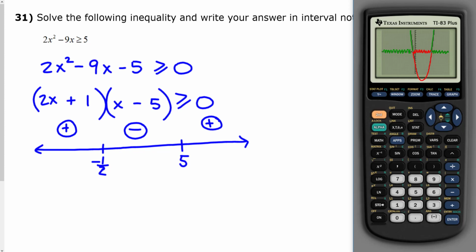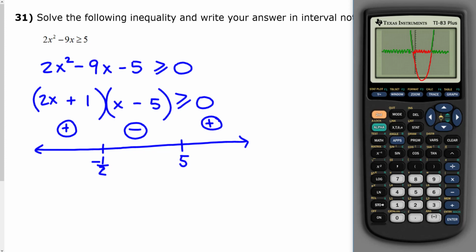And you could pick a test value. If you pick a test value of 0, then if you put 0 into your polynomial, 2 times 0 squared minus 9 times 0 minus 5 results in negative 5. So that number is negative. What that means is it's going to be negative for every single number inside that interval. Now, if that doesn't make sense to you, just use the graph along with your sign chart.